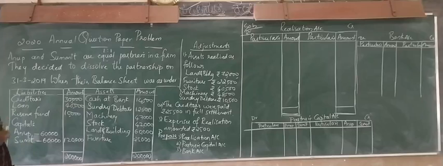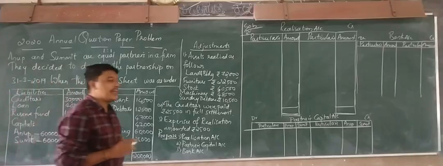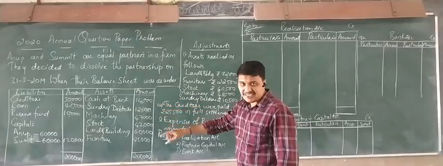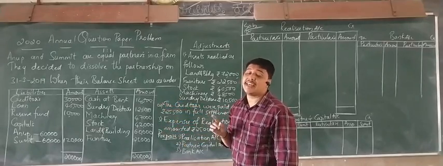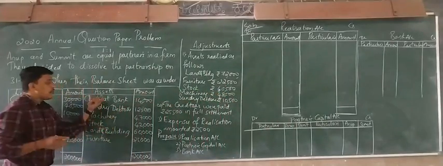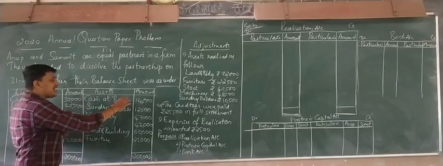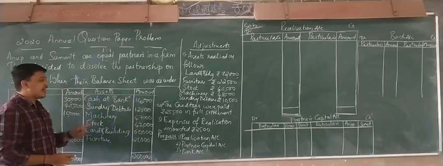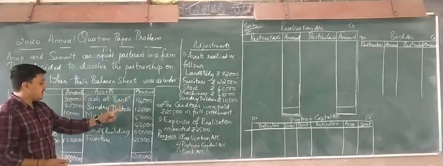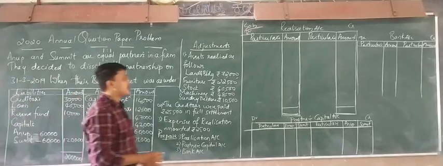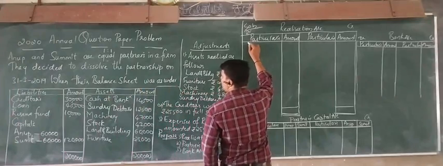First thing you have to do is the realization account. What do you have to do in the realization account? First you need to write all the assets except cash in hand and cash at bank. Just see the balance sheet here. Cash at bank is there, but it should not be recorded here. In the realization account, you have to record all the other assets at book value. Just write here, to sundry debtors.